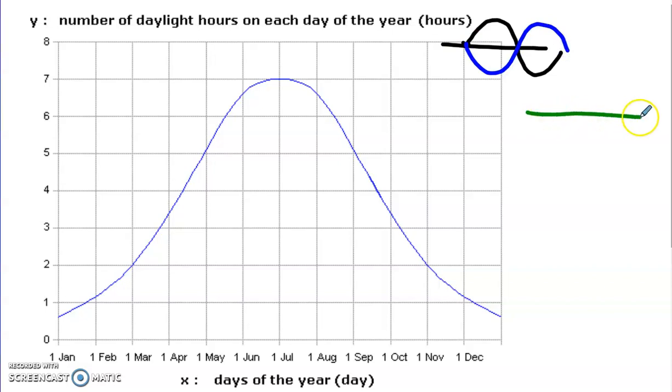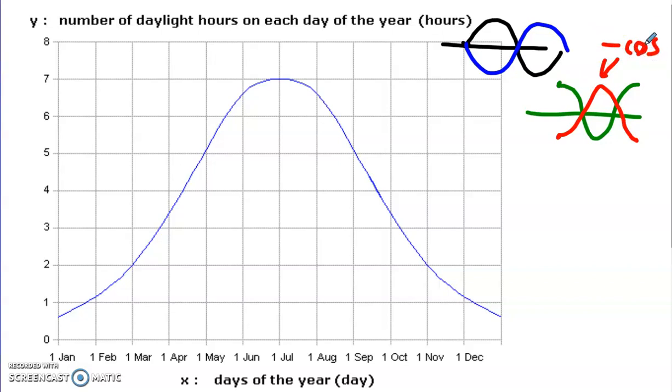So for cosine, we start at a peak, and then we come down to a valley, and then we come back to a peak. But this doesn't look like that either. What we've got here is a negative cosine, where we start at a valley here, and then go up to a peak in the middle, and then come down to a valley. So we're going to be dealing with negative cosine.